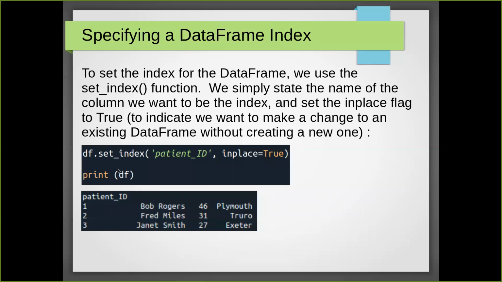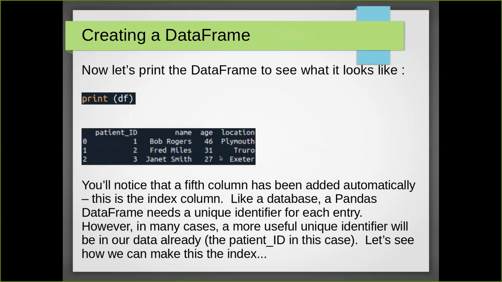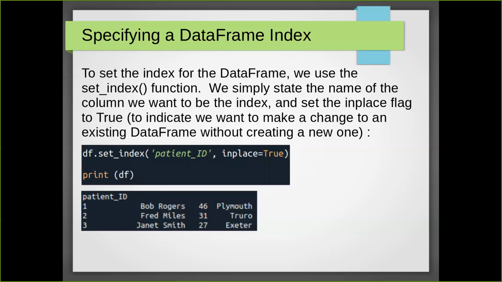So all we have to do is use the name of the data frame, which remember I called df, and I'm going to run the set_index function of that data frame. And I pass to that 2 arguments. The first argument is the name of the column that I want to set as the index, in this case, patient ID. That's the column that I want to now be my index. And then the second one, I've got inplace equals True.